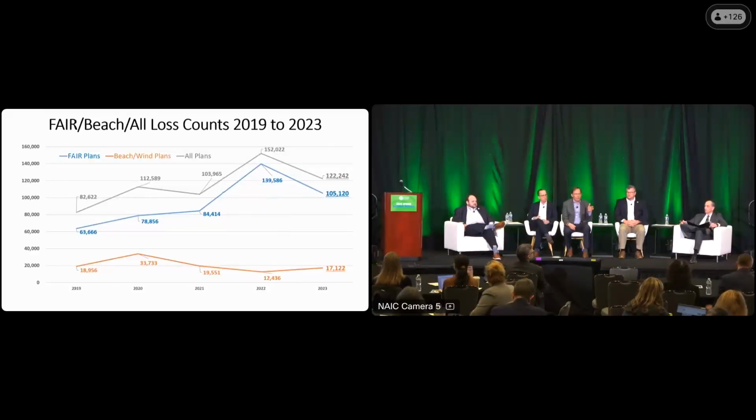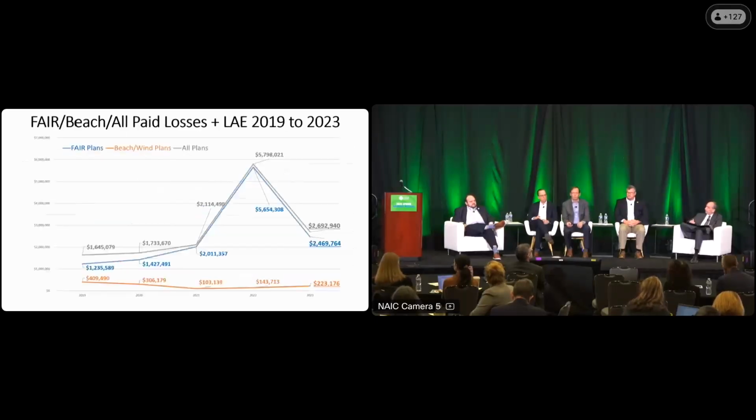Again, kind of going over this 5-year period and looking at loss counts. They're not remarkable considering the amount of coverage that the plans are providing and the amount of policies that they're writing. There are a few spikes that correspond to events. Most notably in 2022, there's a spike for Hurricane Ian. And that hit Florida particularly hard. Also reflected in the paid losses, and you see that spike.